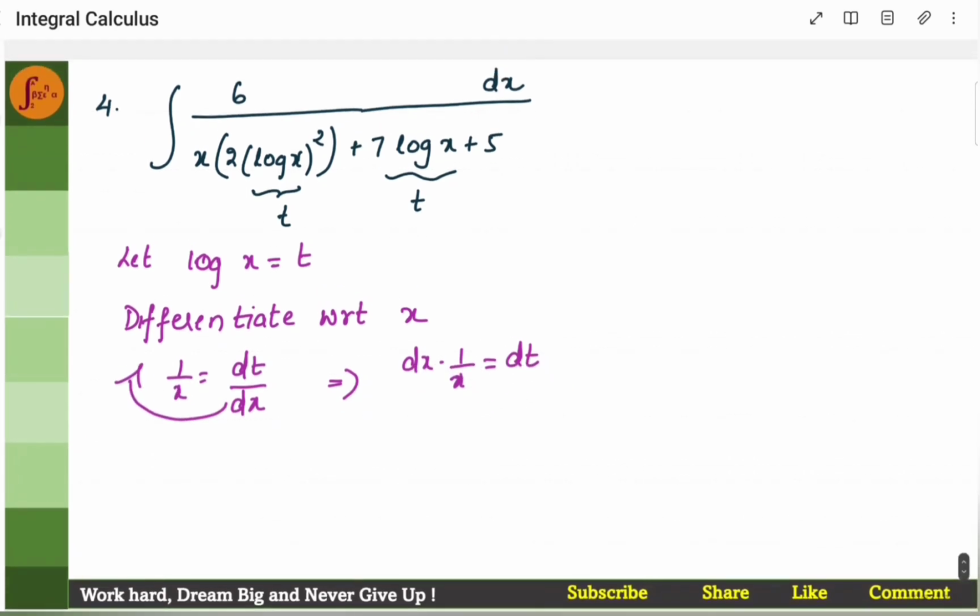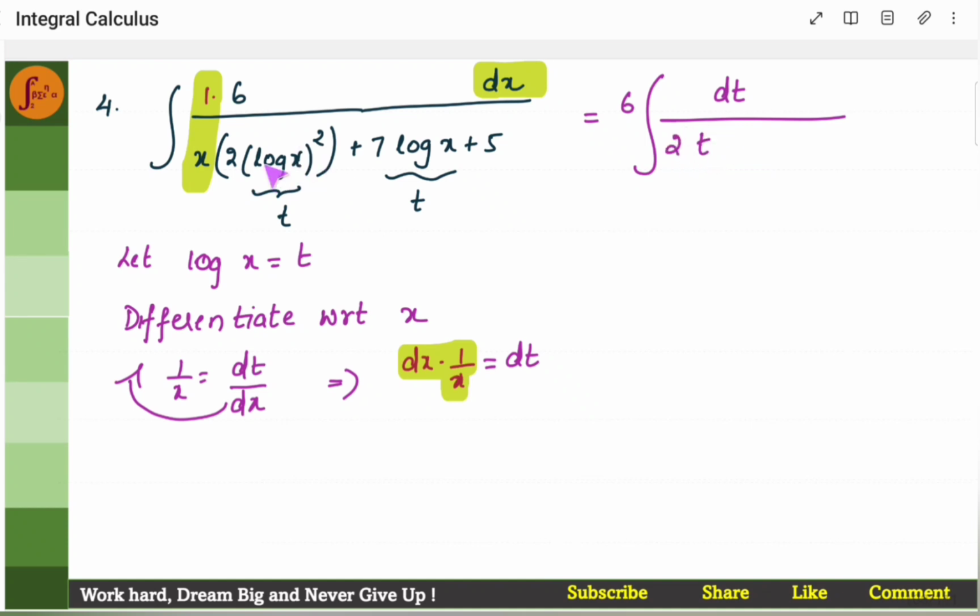Now I will substitute here. Here it's 1 by x. It's x here, and I assume that there is 1 here. So it's 1 by x dx. Look at this: 1 by x dx. It should be dt. So let's substitute here. So it will be dt. Put 6 outside, and 2 we have. Instead of log x, we'll put t. t the whole square plus 7t plus 5.